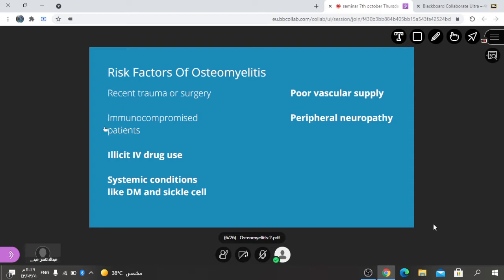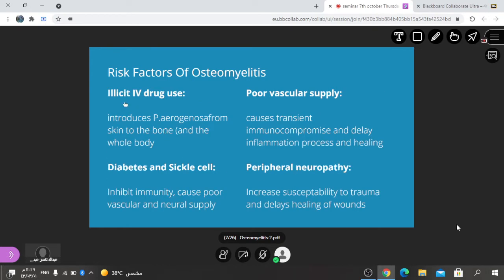Immunocompromised patient, it's common sense also because a decrease in any type of immunity will lead to infection of any kind. Illicit IV drug users, they introduce organisms that are pathological to the bone itself and to other parts of their body. Systemic conditions like diabetes mellitus and sickle cell, poor vascular supply, and peripheral neuropathy. I'll be talking about these now.